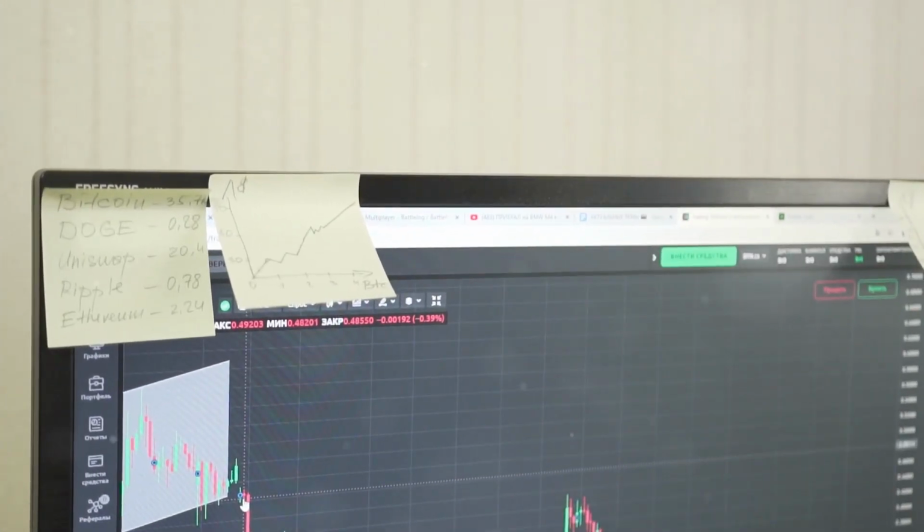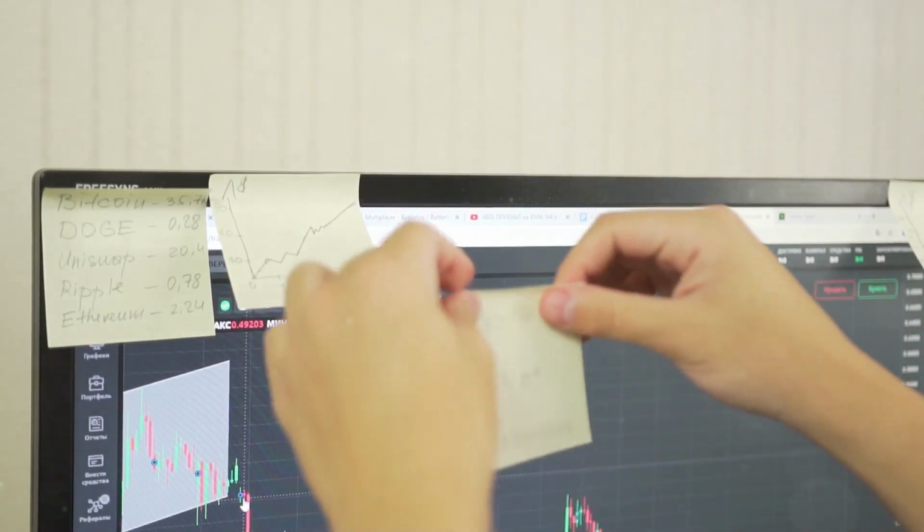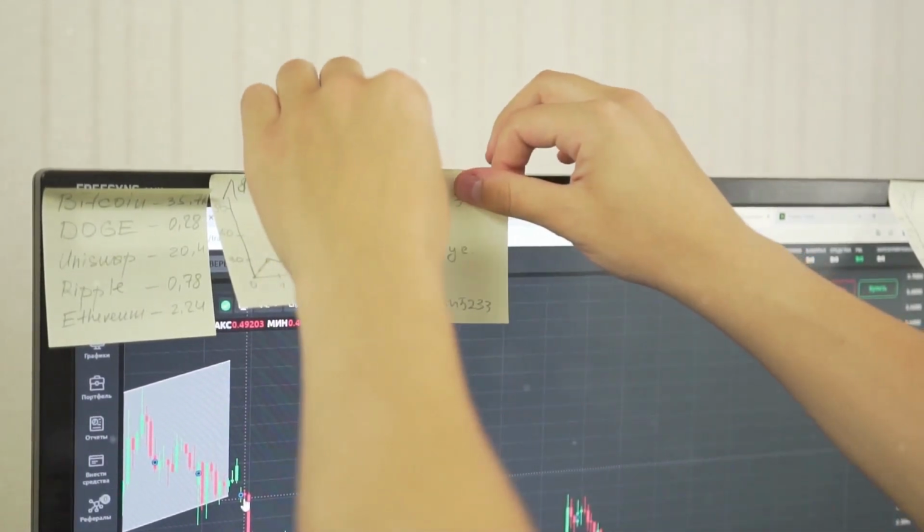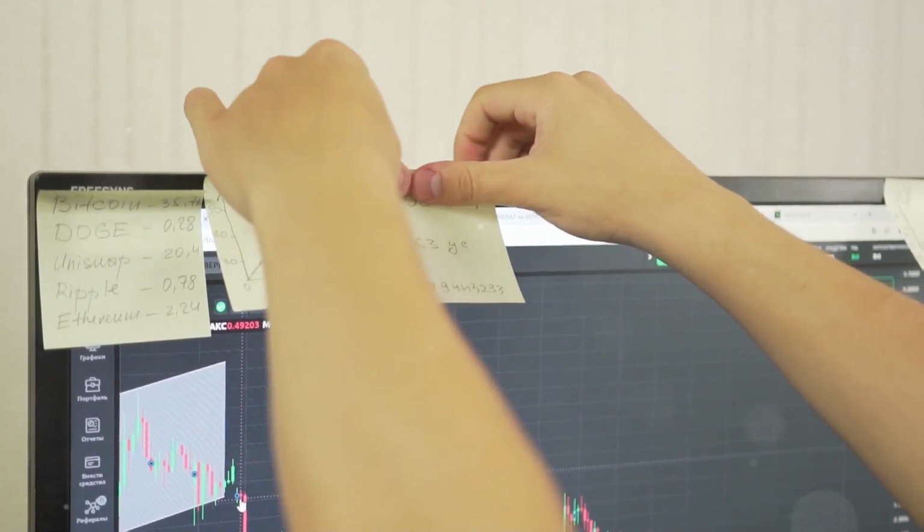The rate of change, or ROC, measures the percentage change between the current price and a previous price. A positive ROC indicates bullish momentum, while a negative ROC signals bearishness.